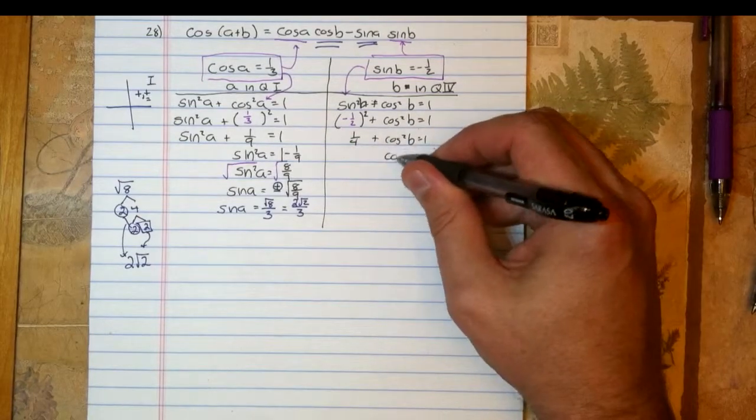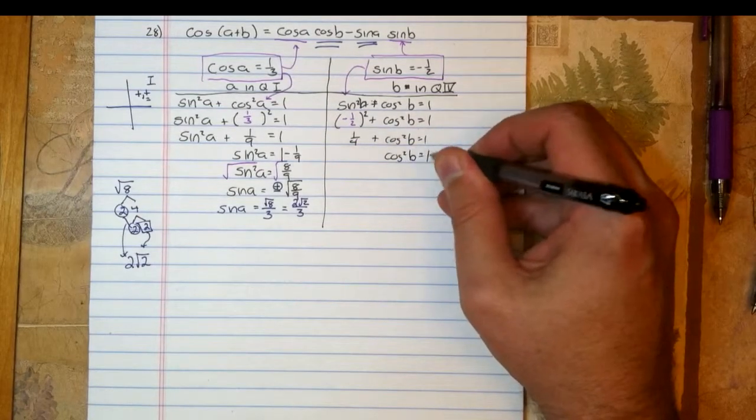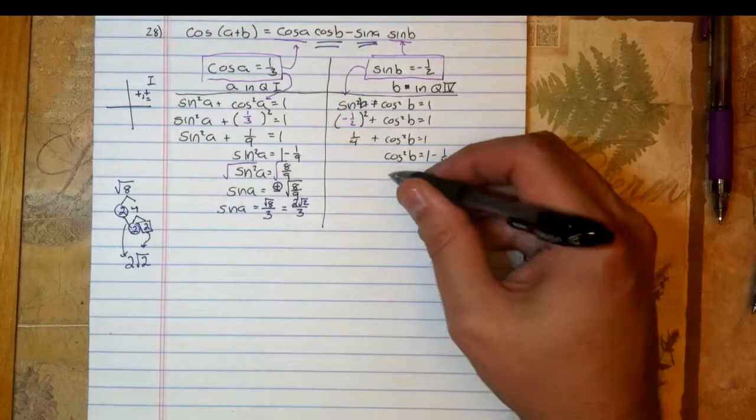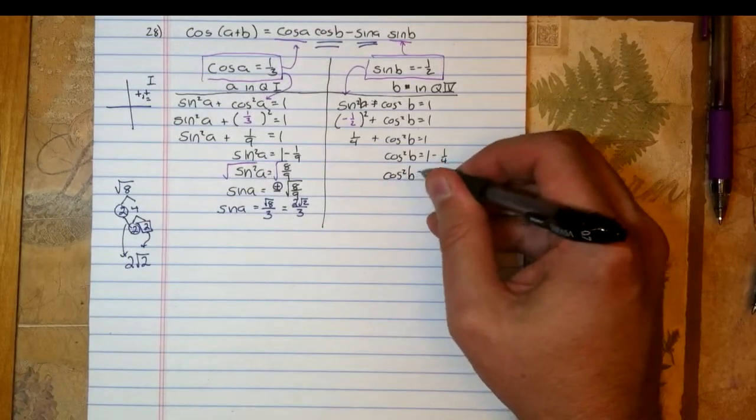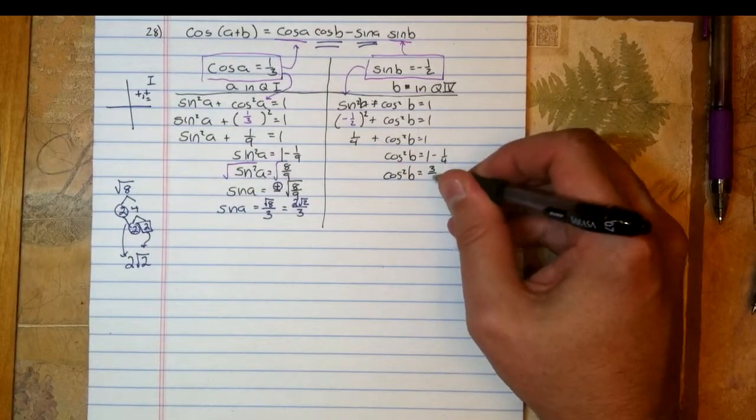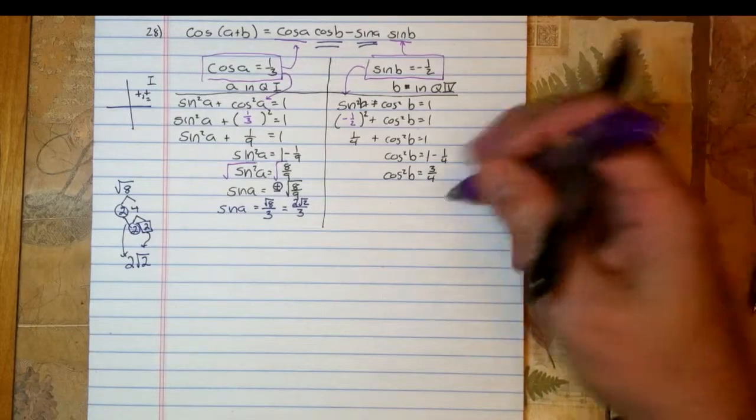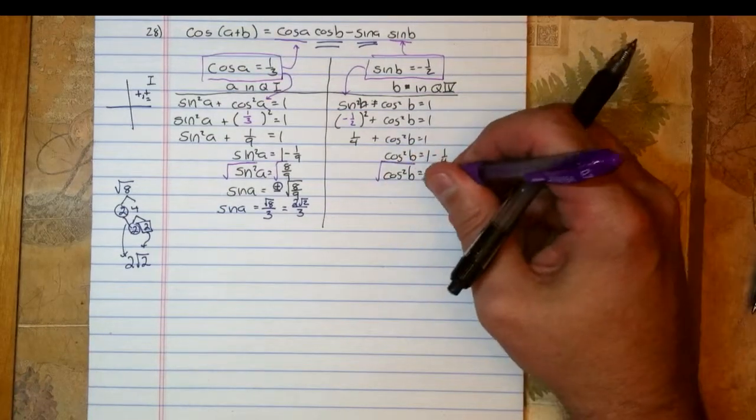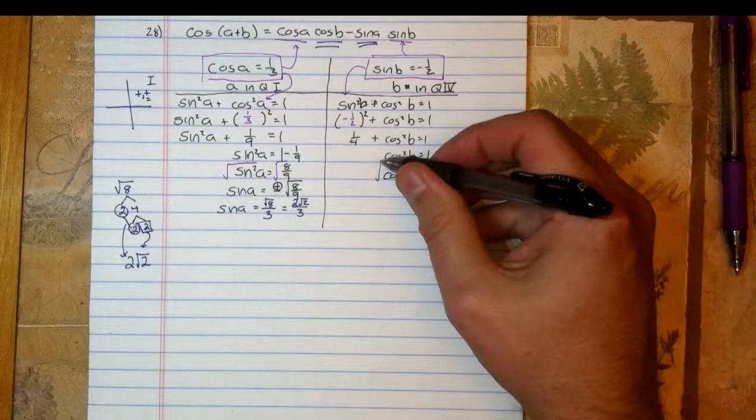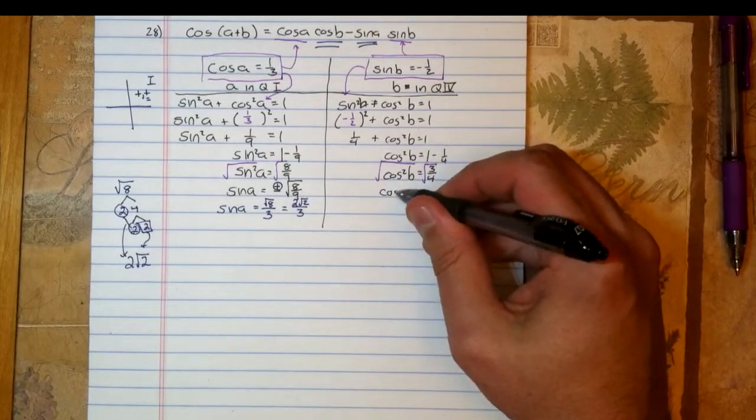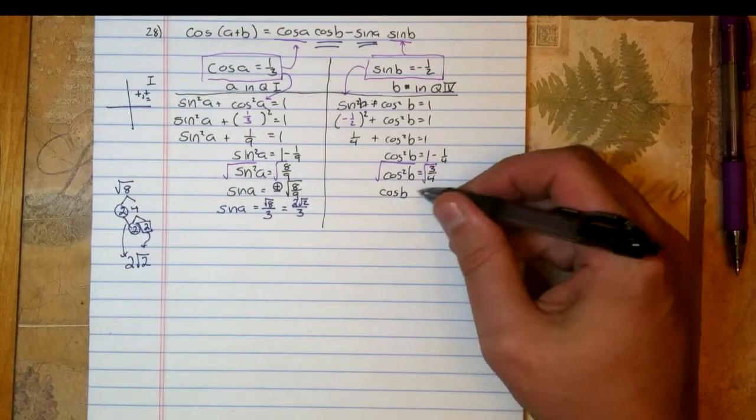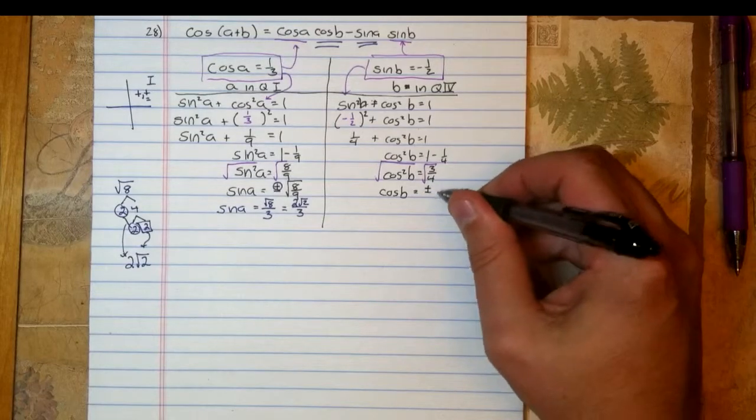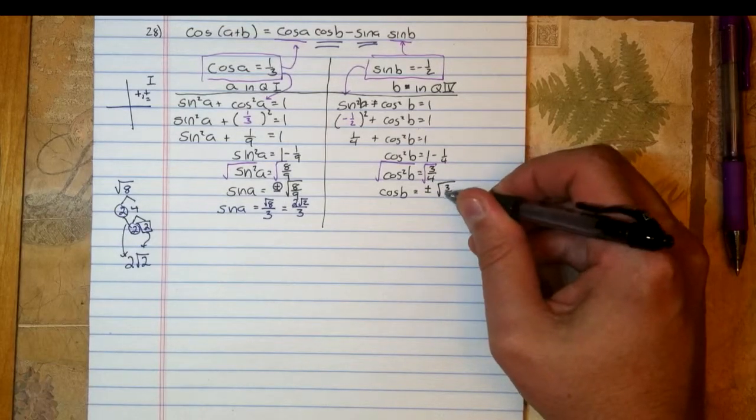I'm going to subtract the 1/4 from both sides. And it should hopefully not be too difficult to figure out that 1 minus 1/4 is 3/4. And then I need to take the square root of both sides. Square root and square cancel out, so I have just cosine of B. Now here I have plus or minus the square root of 3/4.